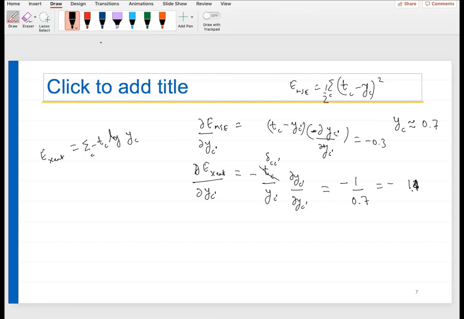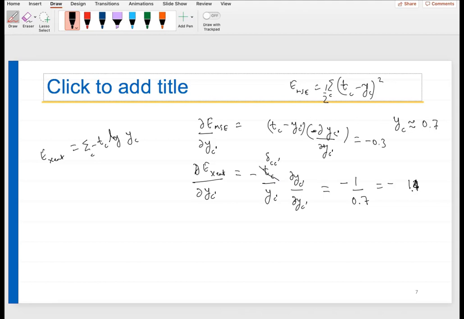So this is how it looks. It is greater than 1. So my error surface is more steep, right? My error surface is more steep. So it pulls very well.